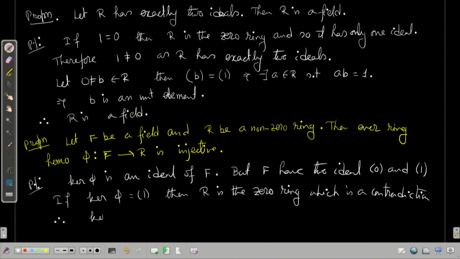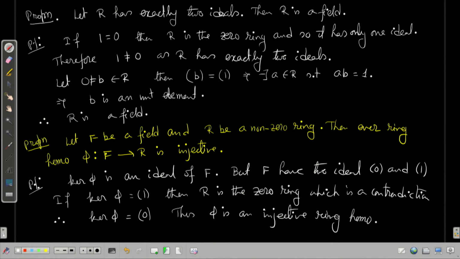Therefore, I should have that the kernel of phi is nothing but the 0 ideal. So, kernel of phi being the 0 ideal means that the map is injective. Thus, phi is an injective ring homomorphism. So, we have observed that if you have a ring homomorphism from a field to a non-zero ring, then it is in fact an injective ring homomorphism.